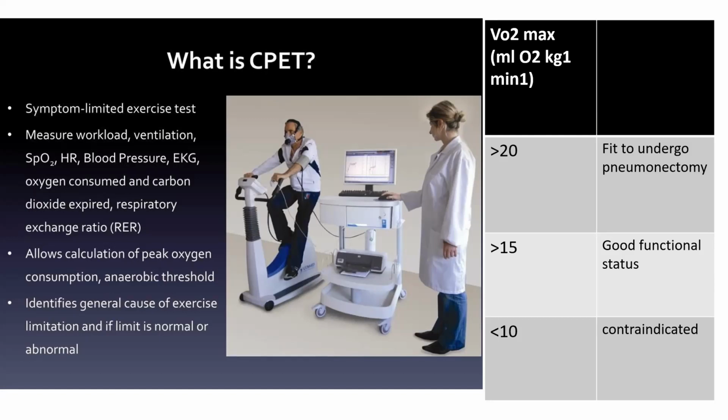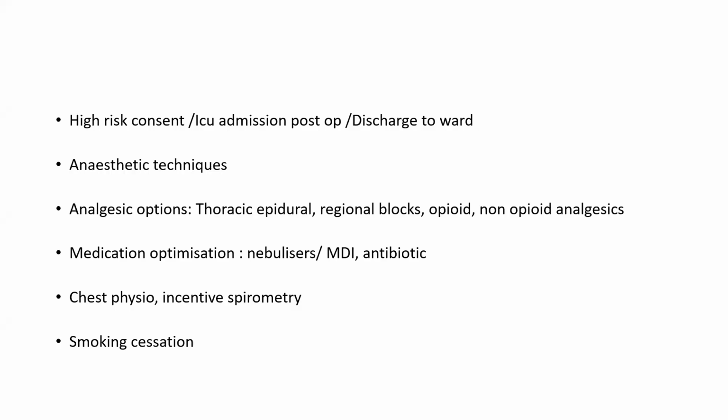And if the value is less than 10, then the patient is at high risk of developing dyspnea, and postoperative morbidity will be high. So this kind of patient has to be counseled for other types of procedures, such as maybe lobectomy instead of pneumonectomy, or conservative management.